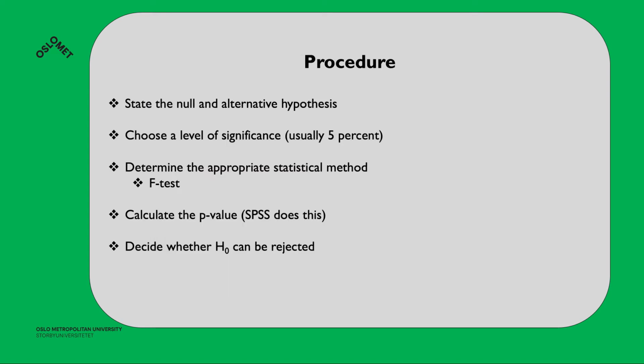So the procedure is: we state the null and alternative hypothesis. We choose a level of significance, usually 5%. We determine the appropriate statistical method, which is the F-test. We calculate the p-value, and SPSS does this for us. And we decide whether the null hypothesis is to be rejected or not by comparing the p-value to our chosen level of significance.